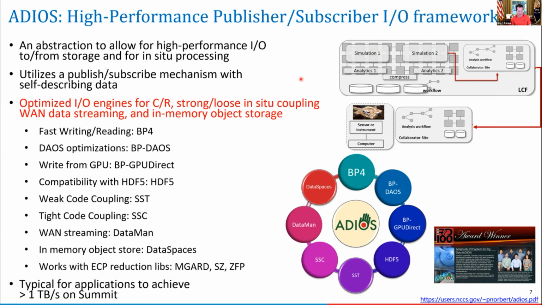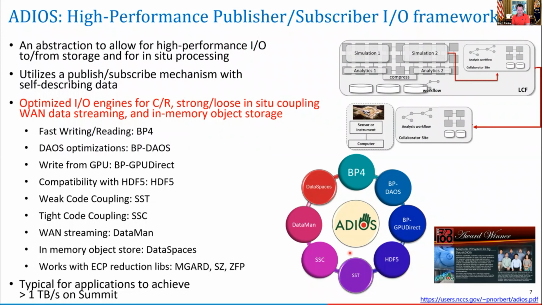And then these different engines are highly optimal engines. They're highly optimal for things such as checkpoint restart, strong coupling, loose coupling, wide area network data streaming, and even in-memory object storage. So all these different engines, and we add to the list. I noticed there's one that we'll talk about, the Inline Engine that came from Kitware. And these engines have a purpose. So one of the things that you do when you're running is you can choose the engine.